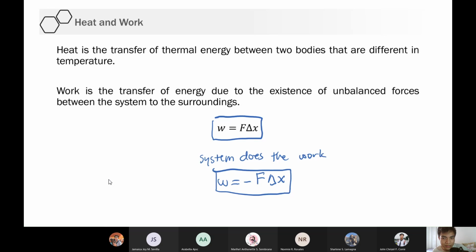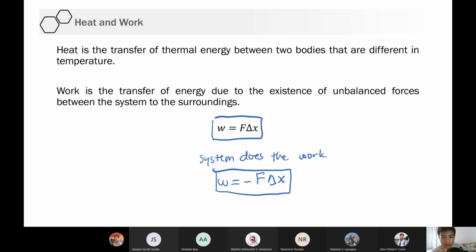Meaning kasi ng surroundings, nasa labas ng system. Ibig sabihin yung black hole, yung Andromeda Galaxy, yung supernova sa labas ng universe natin, yung friend mo na nasa ibang klase, lahat yan, surroundings sila. Hindi mo ma-measure yung work nun. Ibig sabihin yung system lang yung makukunan mo ng work.